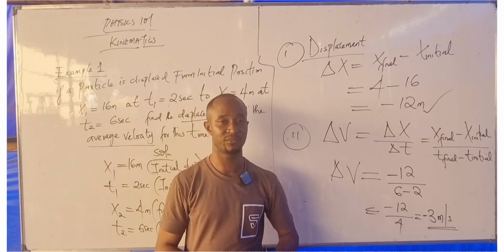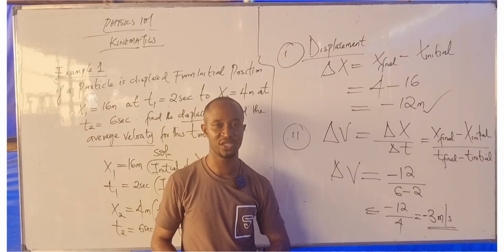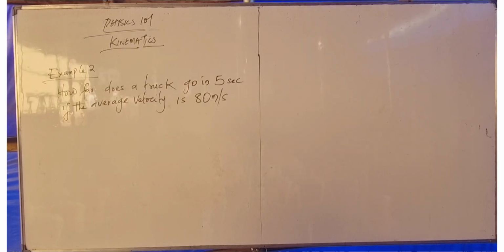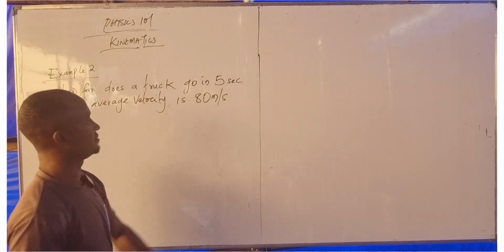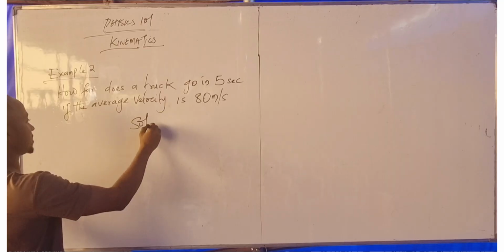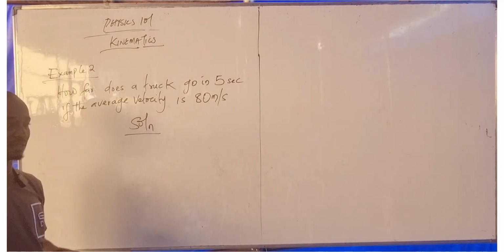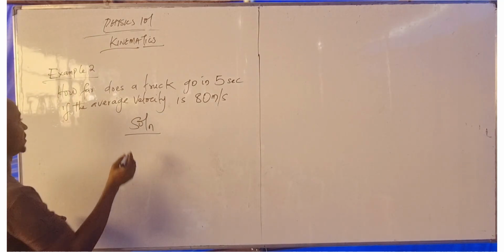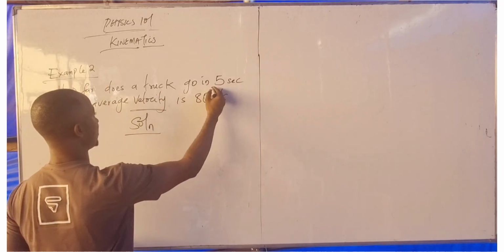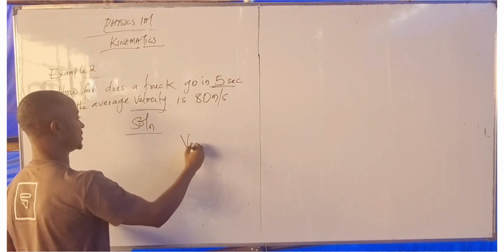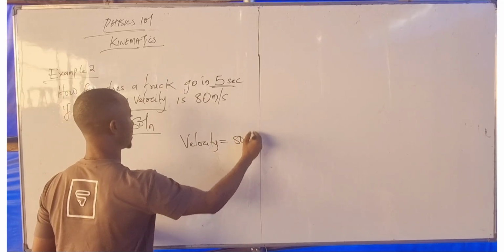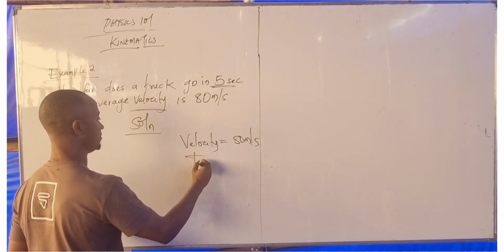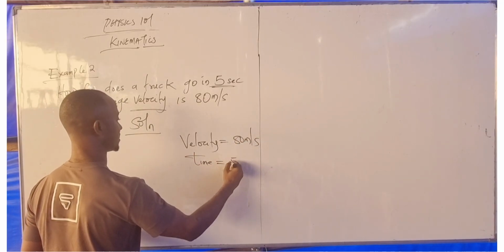Now let's see another example from the same textbook. The next question says, how far does a truck go in 5 seconds if the average velocity is 80 meters per second? Solution to this: here we have to find the displacement. Two key things are given here. We have velocity, which is given as 80 meters per second, and we have our time, which is given as 5 seconds, right?